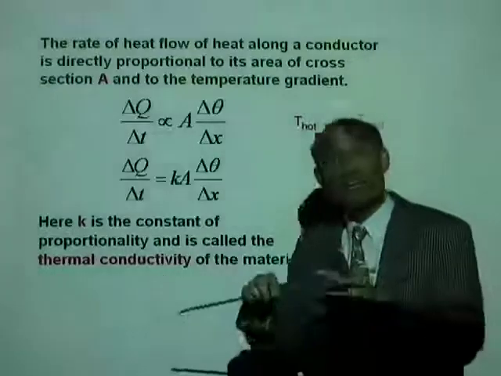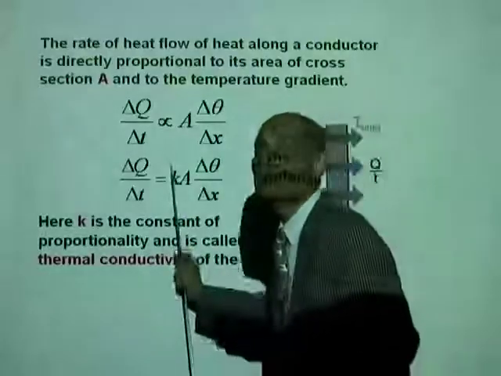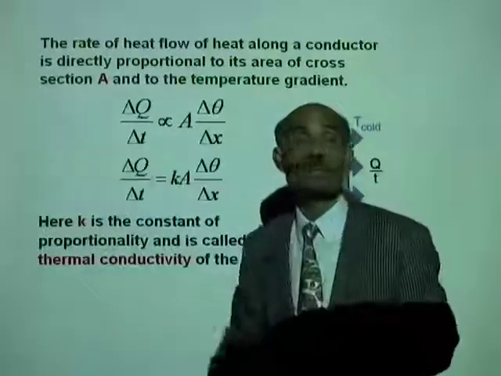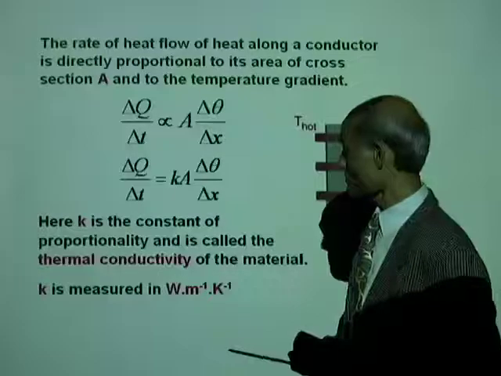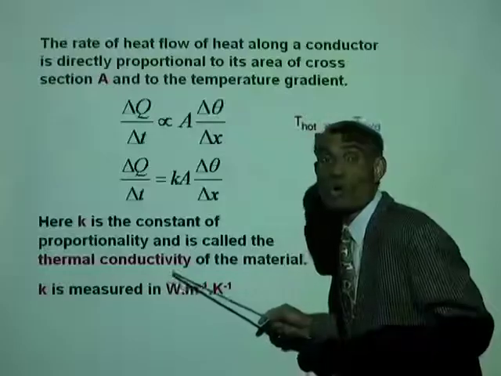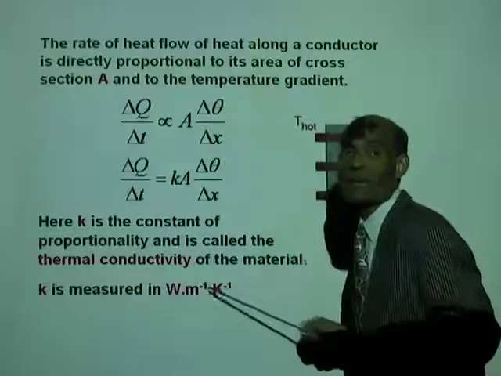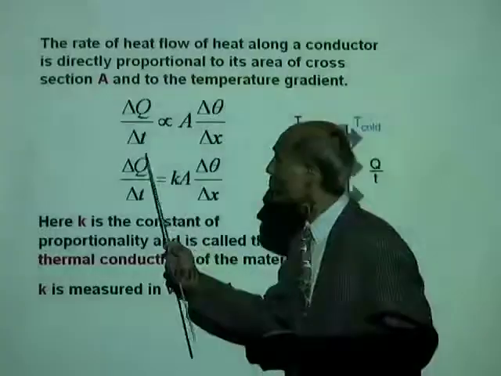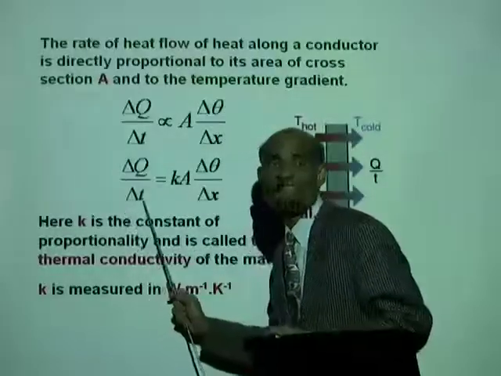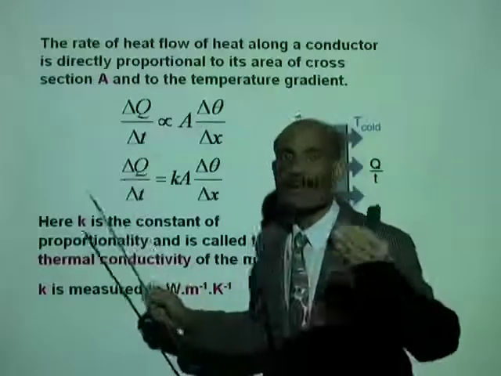That means every conductor or every material has a value of K, the thermal conductivity. Now, K is measured in a unit called watt per meter per Kelvin. Now, how did this unit come? What is the unit of this quantity, delta Q divided by delta T? We call it the thermal current.